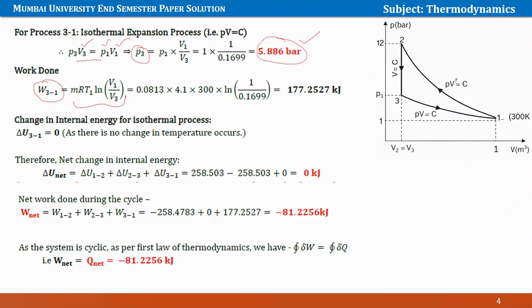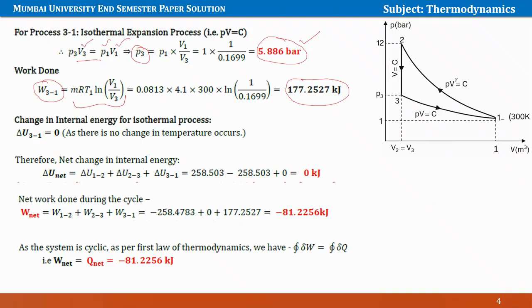Okay, where R is the gas constant, T1 is the initial temperature, V1 is the initial volume, and V3 is the volume at point 3, right? So put those values in, and you will get the work done during process 3 to 1, or the work done during the isothermal process 3 to 1.